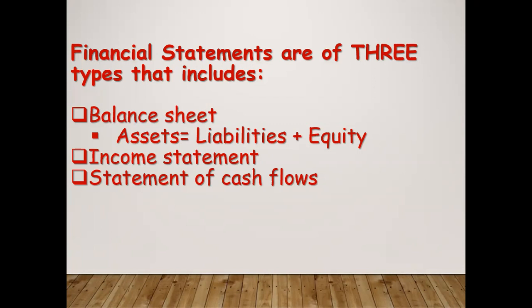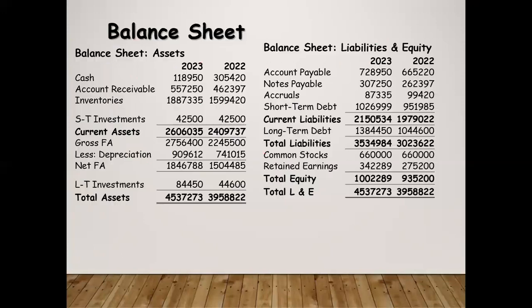Thereafter, we have the income statement. The income statement reflects, on one side, revenues and, on the other side, expenses and taxes. The net of revenue, expenses and taxes reflects the net income available to the business. Thereafter, we have the statement of cash flows. Cash flows are of three types: operating cash flows, investing cash flows, and financing cash flows. Now, in this session, we are going to cover all these.